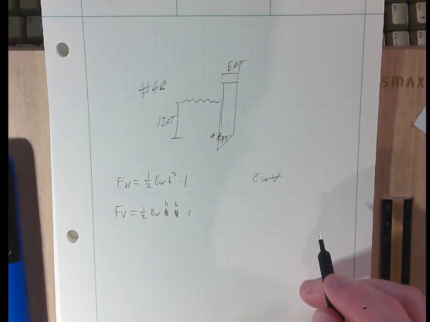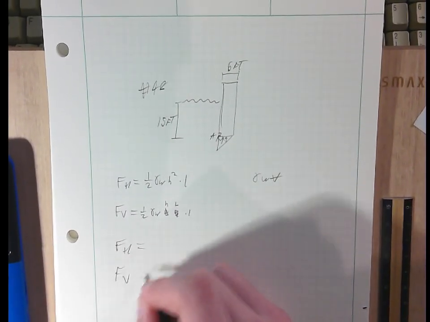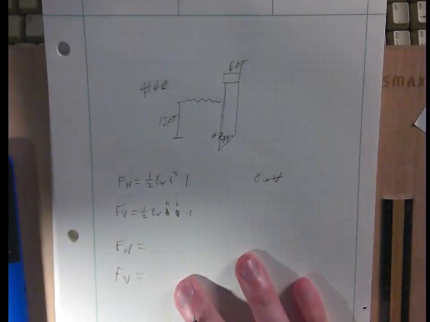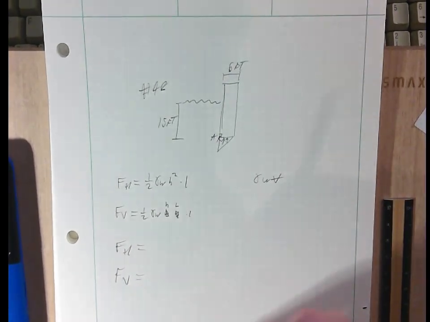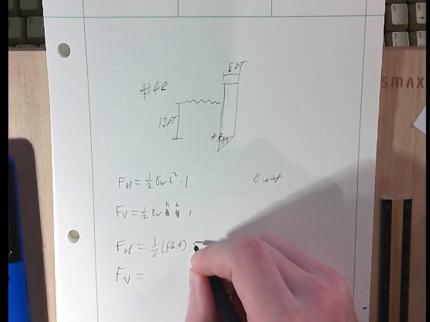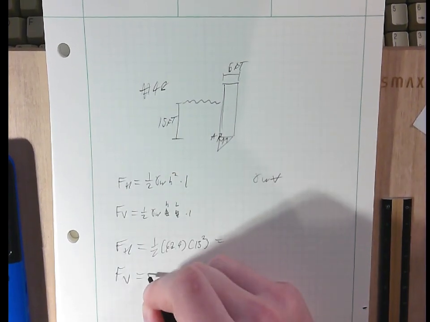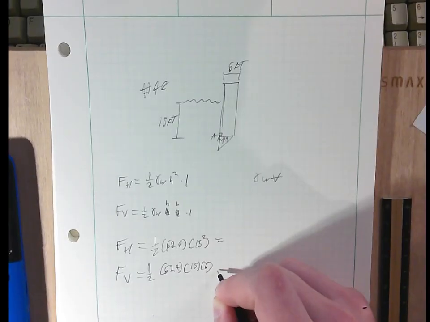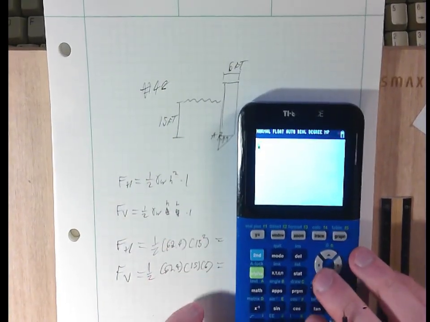So now that we know that, we can start plugging into FH and FV. And mostly this problem is going to be teaching us how to get our angle and how to get a resultant force from a horizontal and a vertical force. So 1/2 times 62.4 times 15 squared times 1, but I'm not going to write the times 1. And 1/2 times 62.4 times 15 times 6. And now we can plug all this in.